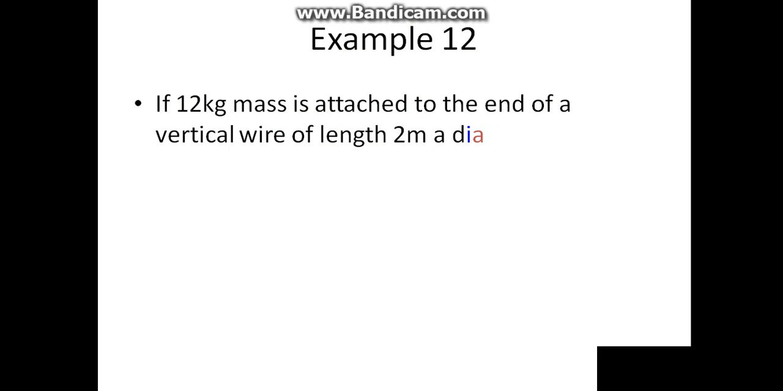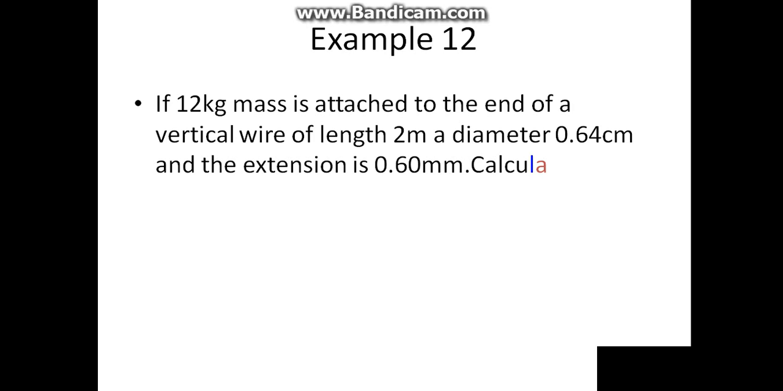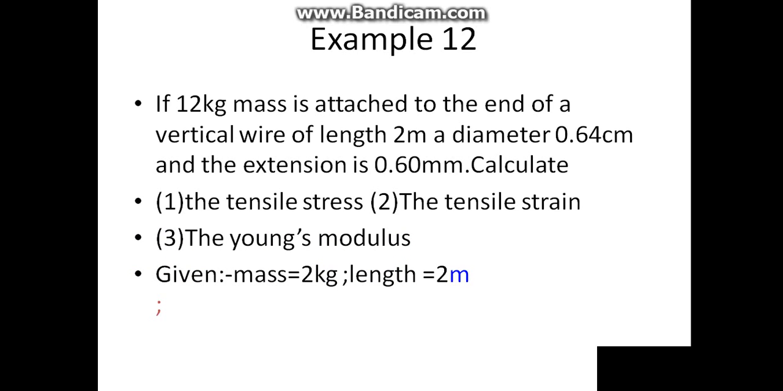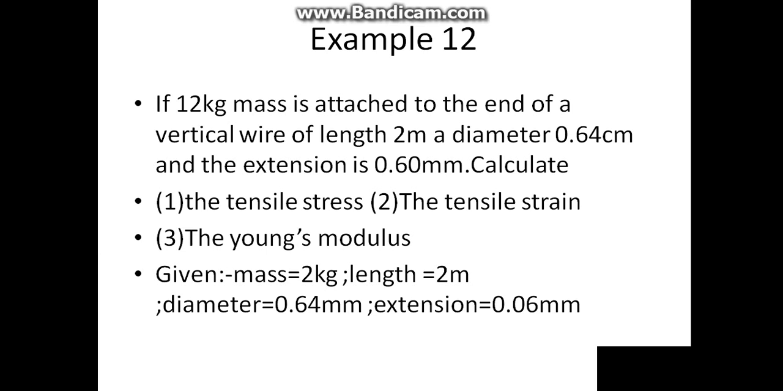Example 12. If a 2 kg mass is attached to the end of a vertical wire of length 2 meter, diameter 0.64 mm and the extension is 0.06 mm, calculate 1, the tensile stress, 2, the tensile strain, 3, the Young modulus. We have been given that the mass is equal to 2 kg, the length is equal to 2 meter, diameter is equal to 0.64 mm, extension is equal to 0.06 mm. Calculate the tensile stress, the tensile strain, and the Young modulus.